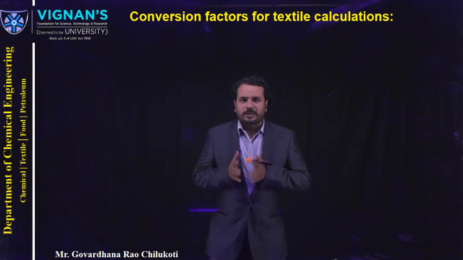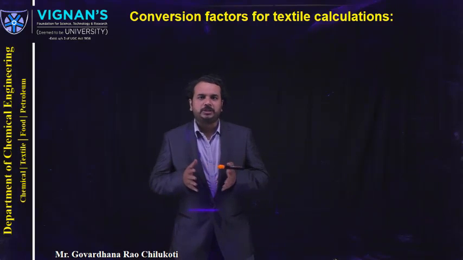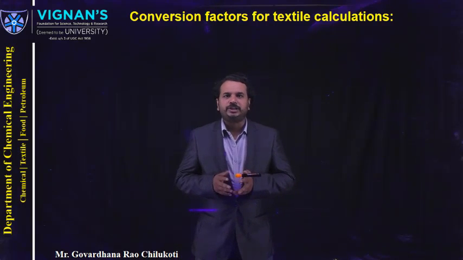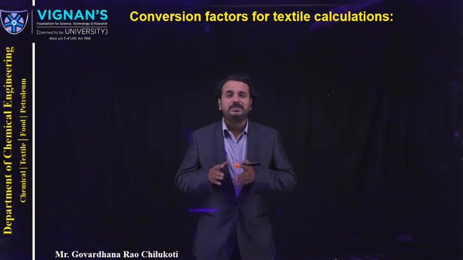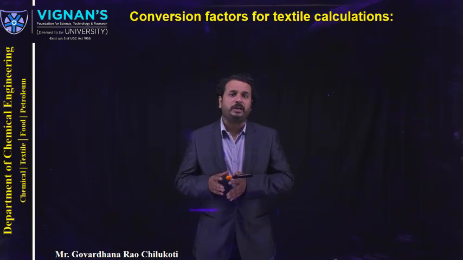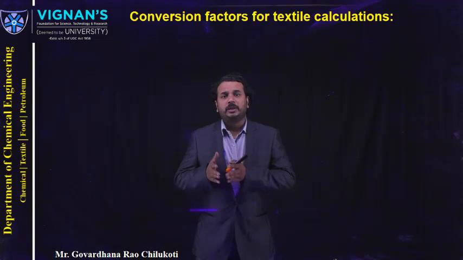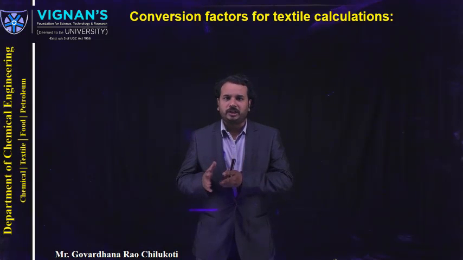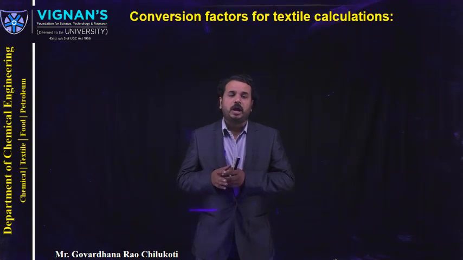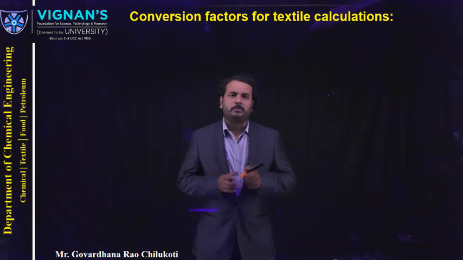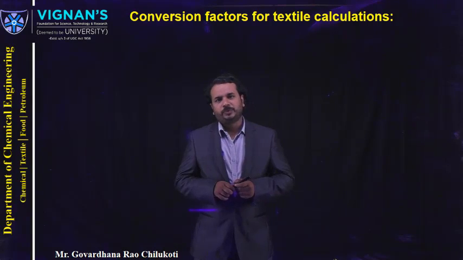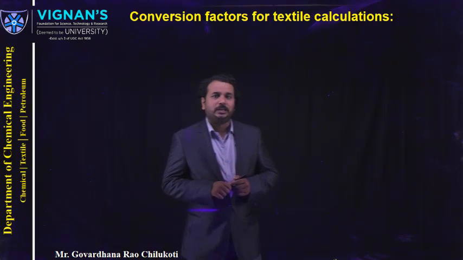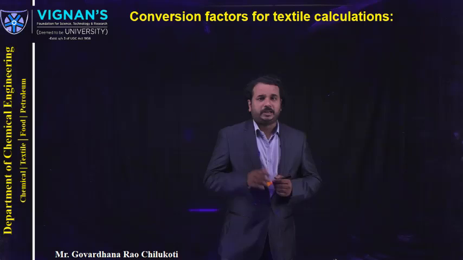As we have seen, the winding machine has around 60 drums in a drum winding machine. Individually, what is the production of each drum, and overall what is the machine production? We will see that in this session. So let us start the calculations part.